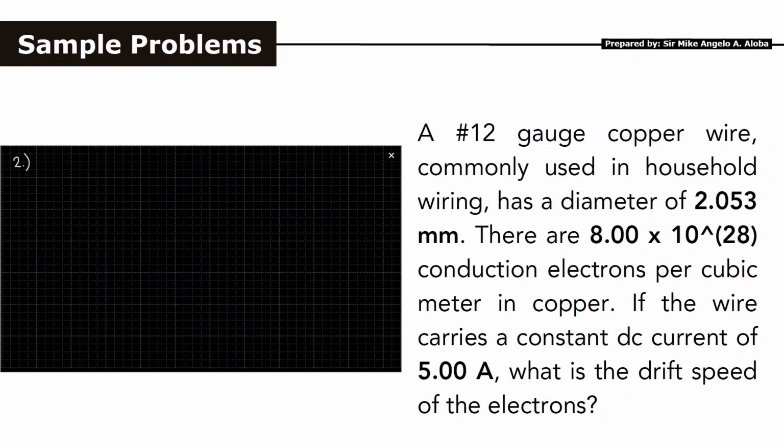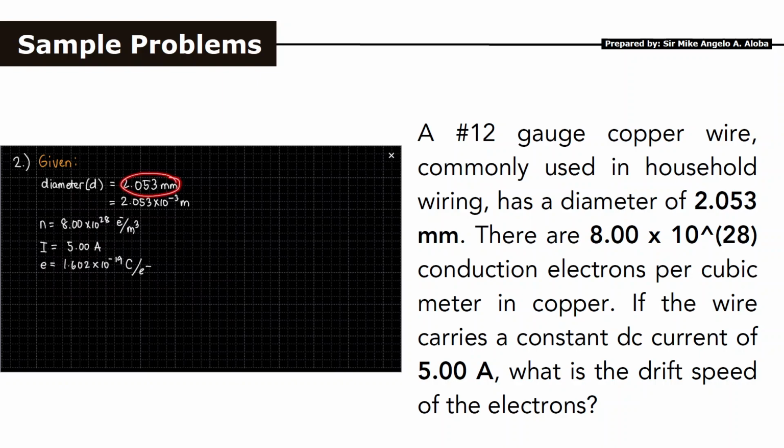So first we write all the given. We are given a diameter of 2.053 millimeters. So we convert that to meters, which is 2.053 times 10 raised to negative 3 meters. And you are also given N, which is the conduction electrons per cubic meter in copper, 8 times 10 raised to 28. The current I is 5 amperes, and e is always equal to 1.602 times 10 raised to negative 19 coulombs per electron.